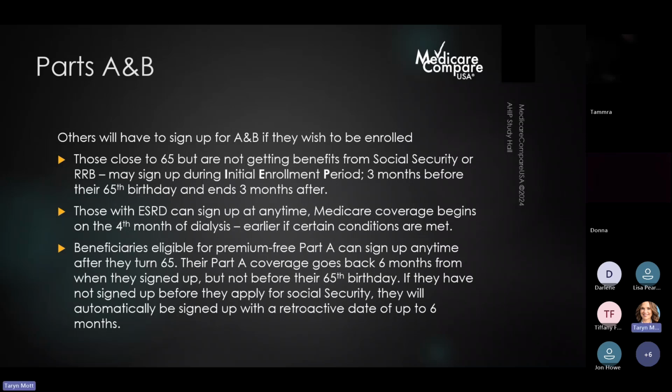Beneficiaries eligible for premium-free Part A can sign up any time after they turn 65. Their Part A coverage goes back 6 months from when they signed up, but not before their 65th birthday. So really where I think that would take place is if somebody retired after they were 65 and then wanted to go back the 6 months. If they have not signed up before they apply for Social Security, they will automatically be signed up with a retroactive date of up to 6 months.